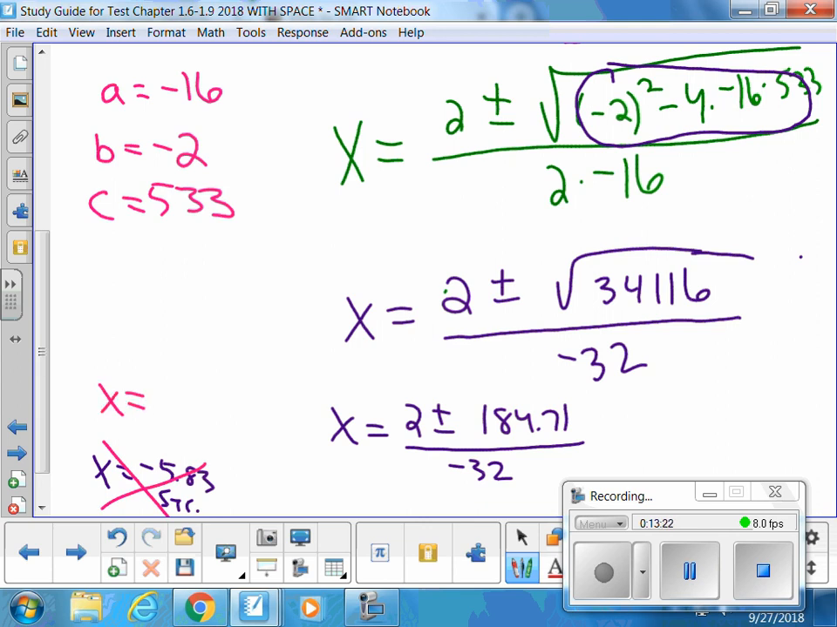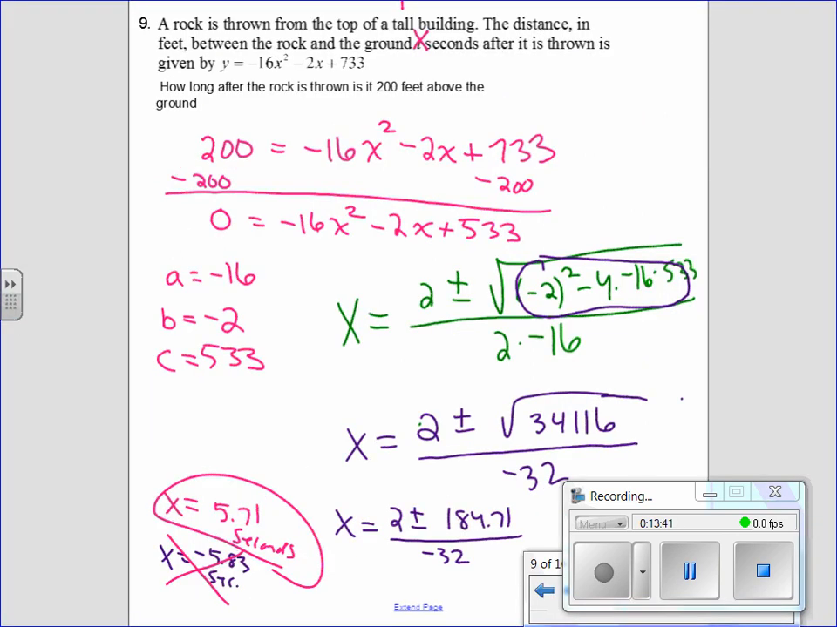2 minus 184.71 divided by negative 32. 5.71 seconds. That's the answer we want. So it was a word problem and it had really large numbers, but all in all, it was just quadratic formula. So I don't think it should have been that problematic.